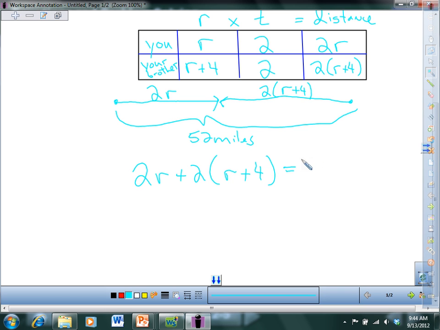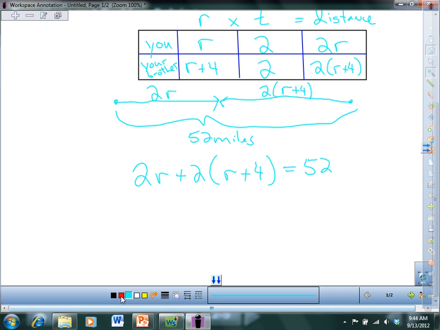Justin? 2r plus 2r plus 2. Yeah, but what could I put on this side of the equation? How far do they tell me they've gone? 52 miles goes over here. You see that? Because when I add this guy's distance, which is 2r, and this guy's distance, which is 2r plus 4, I can get the total distance, which is 52.